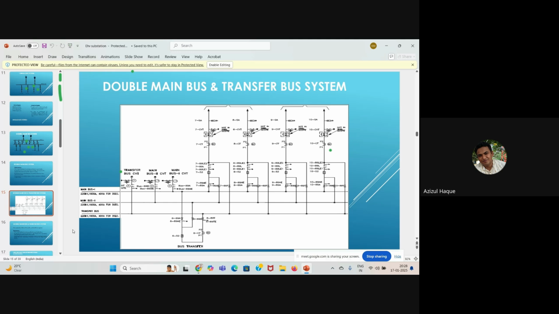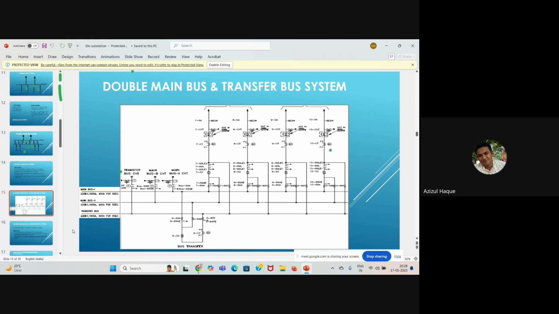So what will happen? Power is already flowing from this main bus 1 to this circuit. At the same time, power from this main bus 1 comes to this transfer bus, and through this route, it is connected to this feeder. That means in this position, power is flowing from two paths to the feeder. One is directly from main bus 1, and another path is from main bus 1 to the transfer bus to this feeder. Now the power flow is established from main bus 1 and the transfer bus.